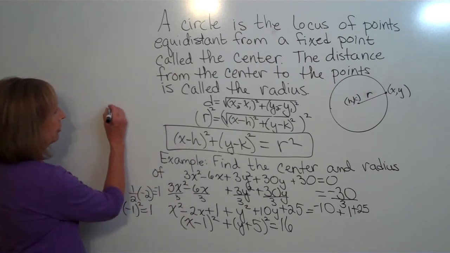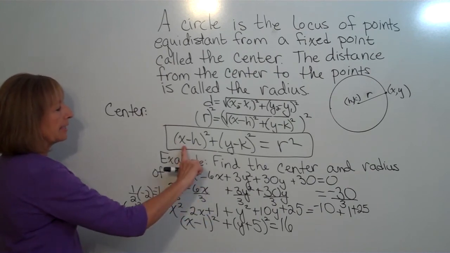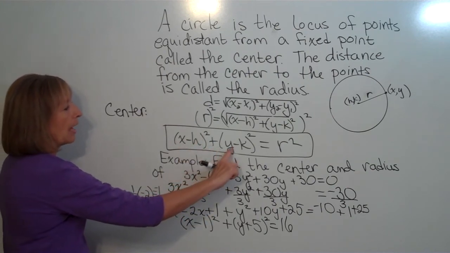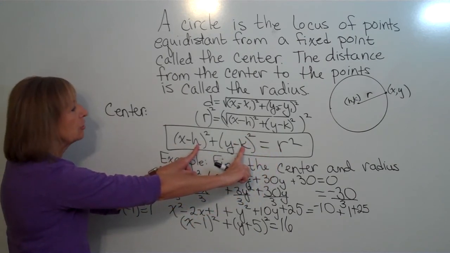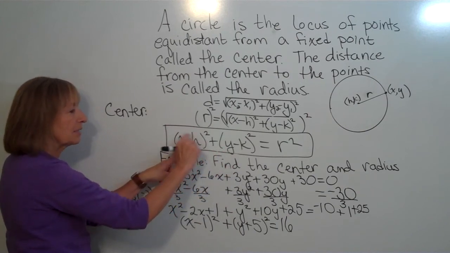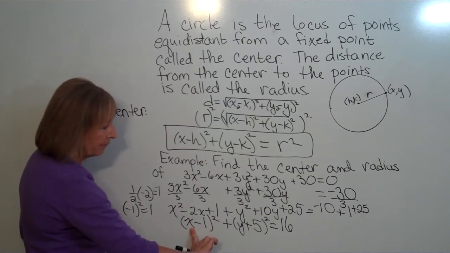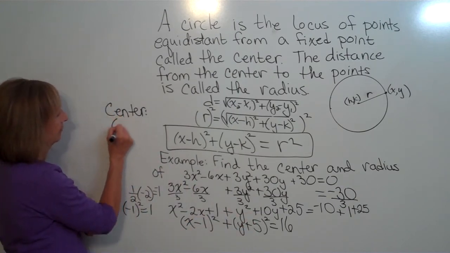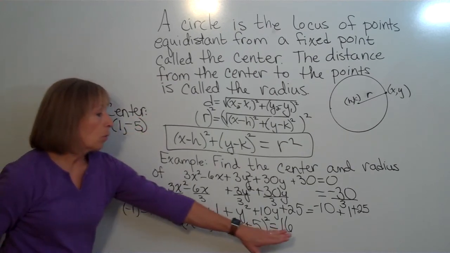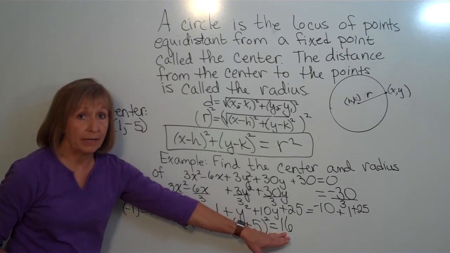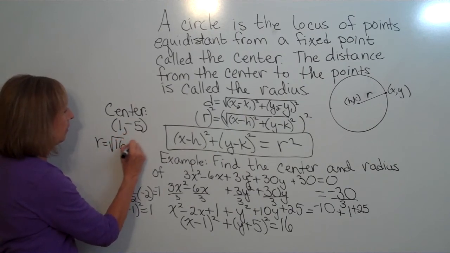And so my center is, remember, it's x minus h quantity squared plus y minus k quantity squared is equal to r squared. Your center is h, k, so it's what you would plug in for the x and y to make those quantities 0 is how you can kind of think of it. So my center is 1 comma negative 5. And then my radius, well, my right-hand side is the square of the radius. So my radius is the square root of 16 or 4.